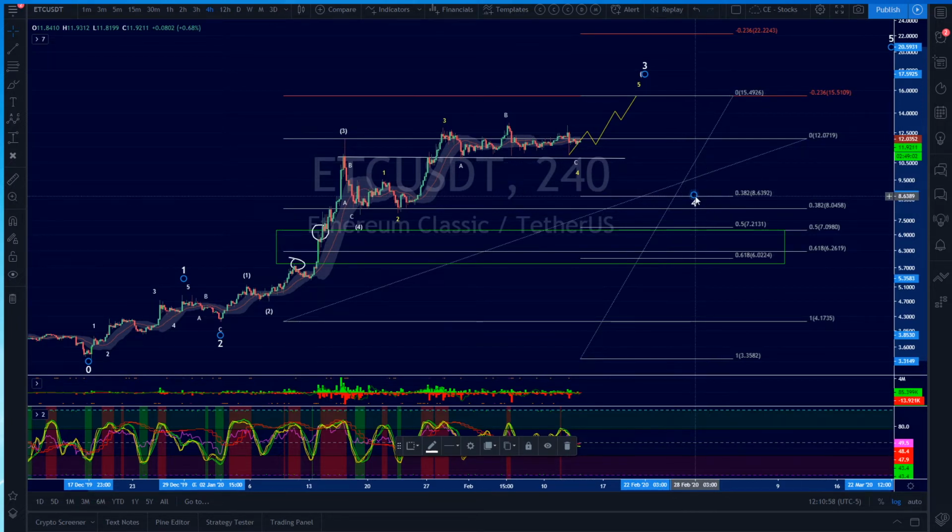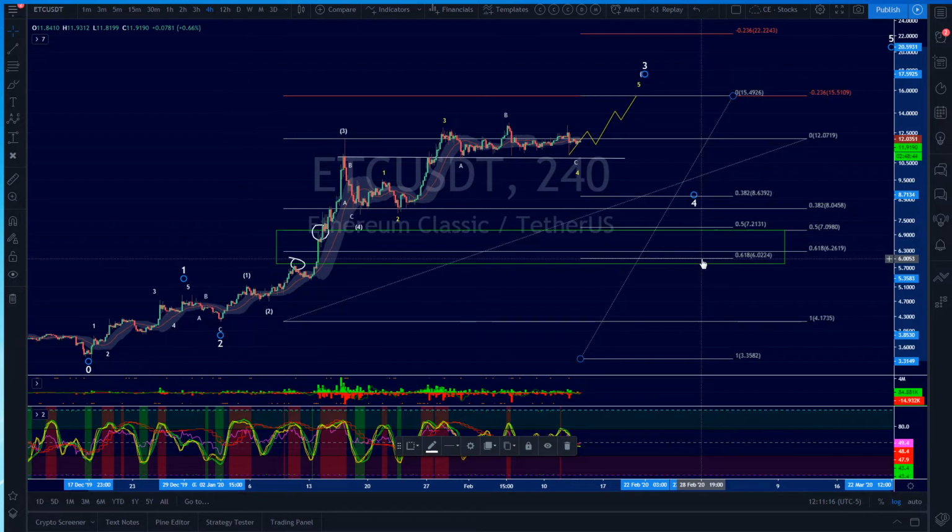This is going to be the first level that we're going to pay attention to. If it breaks the 382, it's going to go to the 50. If it breaks the 50, it's going to go to the 618. So these are all areas to buy, and I would increase risk the lower we go. I would risk less here at the 382. I would risk more here at the 618.